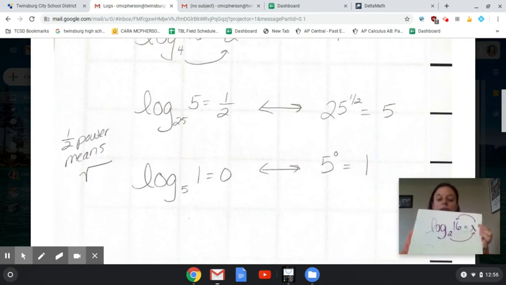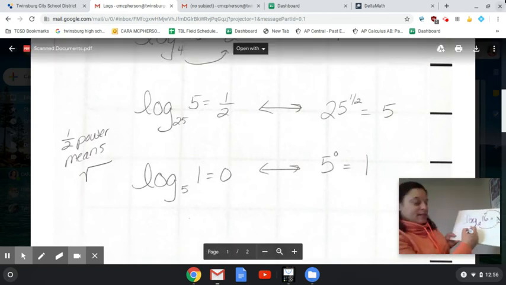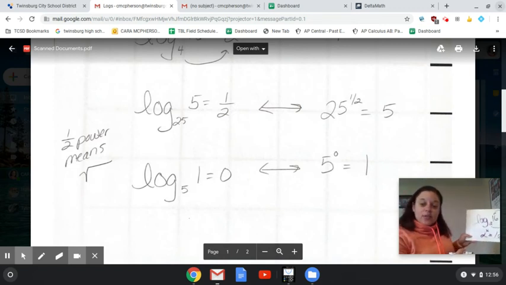So this is saying log base 2 of 16 equals x. What this means is, if I write it as an exponent, 2 to the x power equals 16. My answer is going to be the exponent. So my answer is, what power do I have to take 2 to get 16?